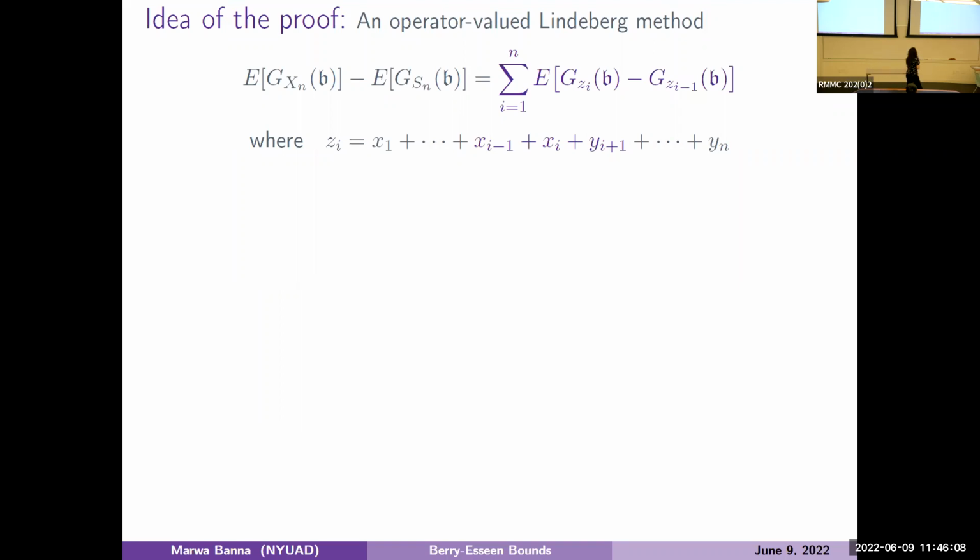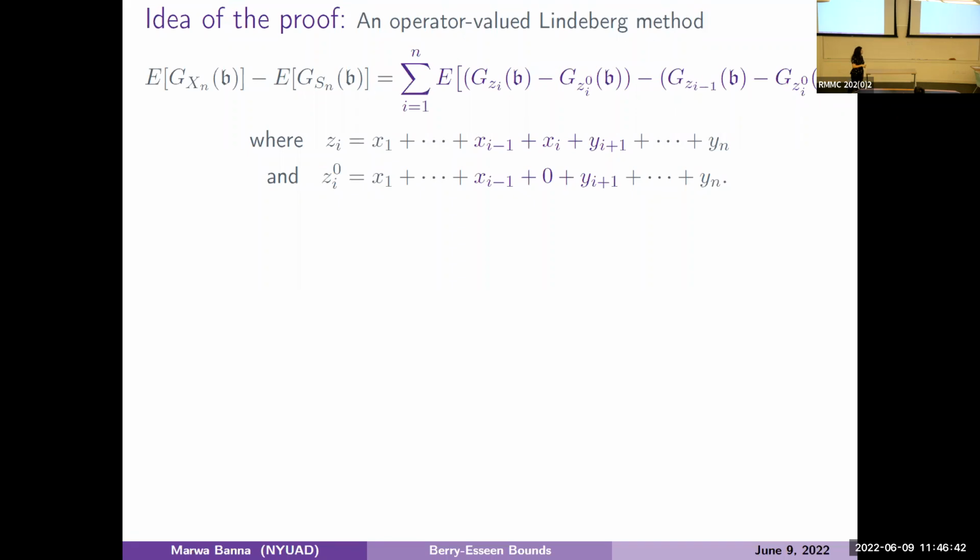So notice that here we denote by Zi. How do we write this telescopic sum? Zi: we sum x1 up to xi, and then from the i plus 1 coordinate we have the yi's. So notice that here Zn is equal to Sn and Z0 is equal to the sum of the yi's. And now we're going to introduce another Zi0 where we replace the i component by 0.